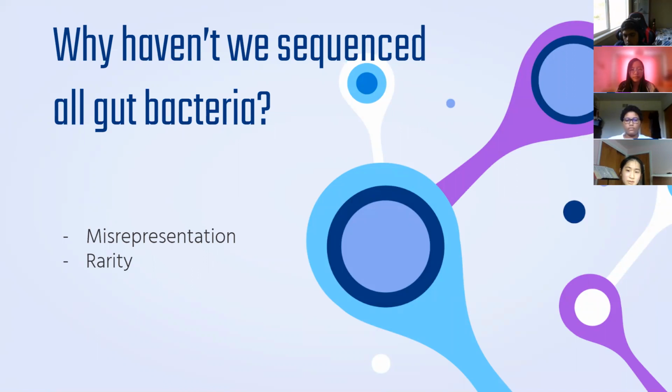Why haven't we sequenced all gut bacteria? One reason is misrepresentation. Lots of microbiomes remain unsampled from understudied populations like Africa. Also, lots of gut sequences have been taken from patients, which means that we know more about microbiomes corresponding to medical conditions and relatively less about healthy microbiomes than in the proportions that they naturally show up in. Also, some bacteria are simply less abundant. Even if some types of bacteria aren't as prevalent in the microbiome, they are still likely to perform important roles.